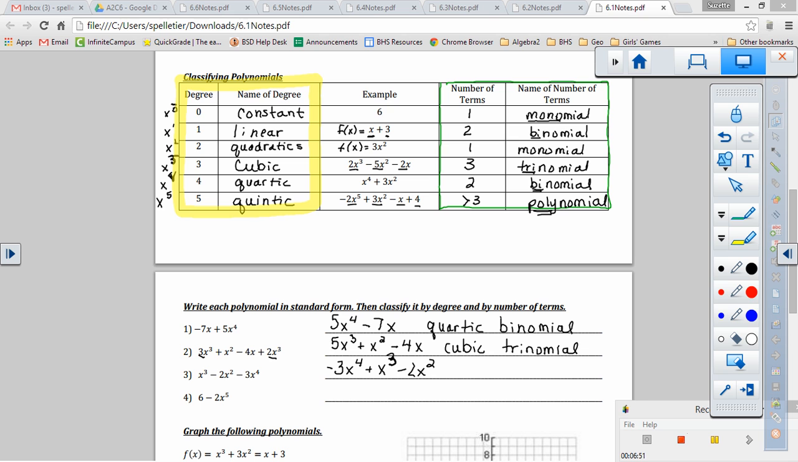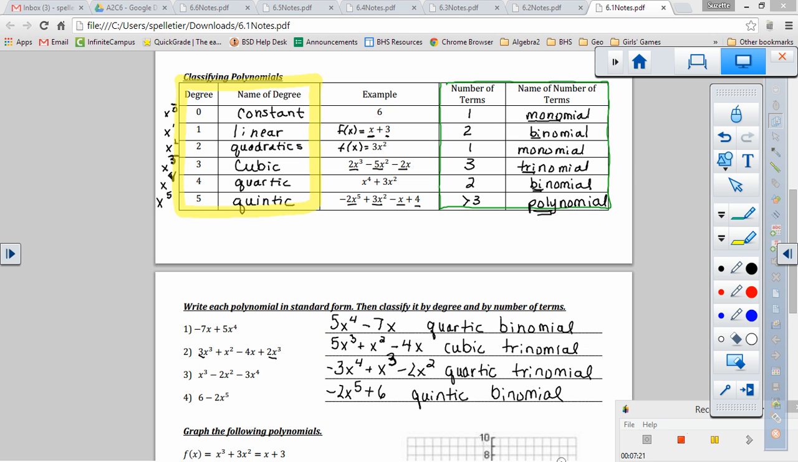So I'm then going to decide it's a quartic because it's raised to the 4th power. So quartic, and there are 3 terms, trinomial. Quartic, trinomial. And then the last one, x to the 5th power goes first, so negative 2x to the 5th plus 6. X to the 5th means it's a quintic. And there are 2 terms, so binomial.